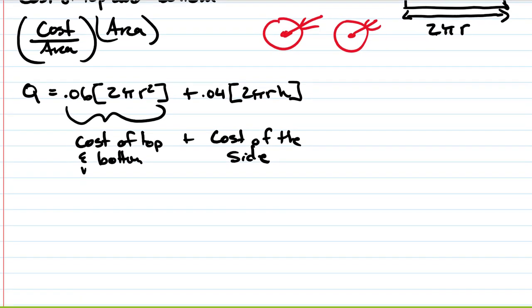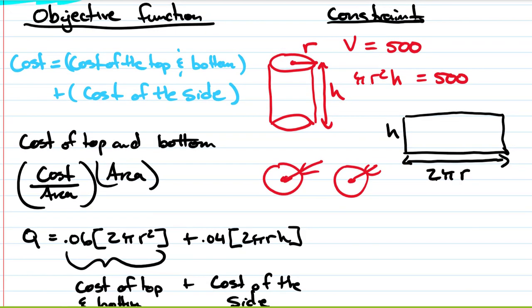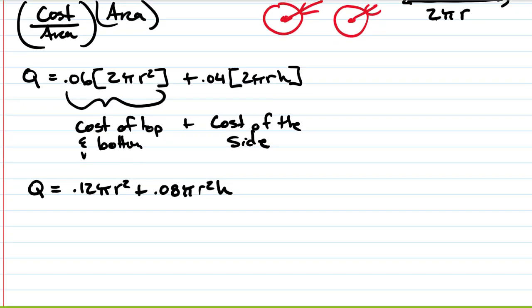So now we simplify that. 0.06 times 2 is 0.12 pi r squared, plus 0.04 times 2 is 0.08 pi r squared h. So now we want to take the derivative of this, but it's still a function of both r and h, and that's where our constraint comes in.